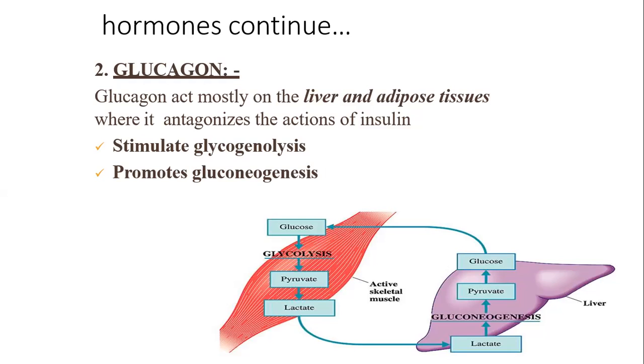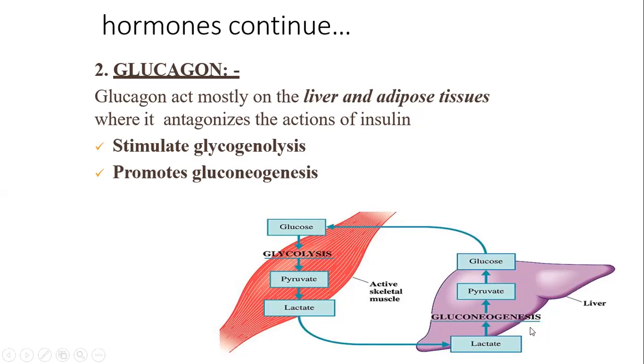So here, from the liver, they convert glycogen into glucose, and this glucose is then supplied to muscle, where glycolysis takes place and pyruvic acid is produced, and then lactic acid is produced. This lactate is carried by blood up to the liver, where the liver converts this lactate into pyruvate, and then pyruvate is again converted into glucose.